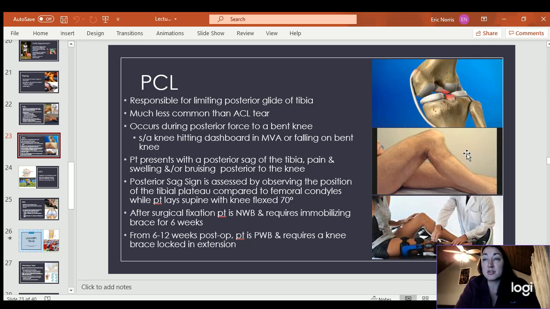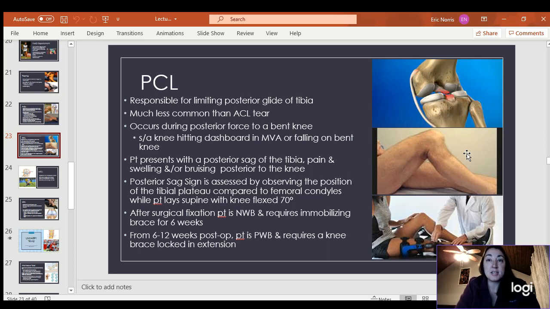Although this picture is really obvious, it's not always that obvious in real life. So bend both legs and then compare. If the tibial plateau is more posterior than the femoral condyles, then that's a positive posterior sag sign. So most likely the PCL is torn.